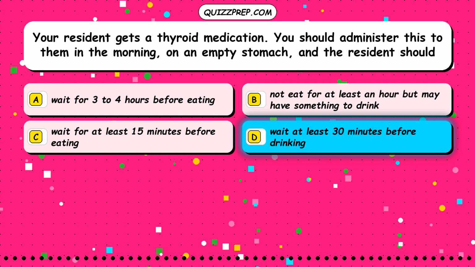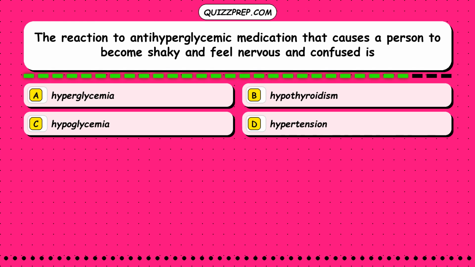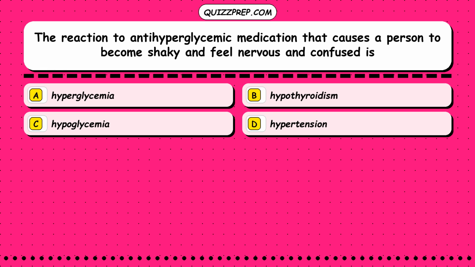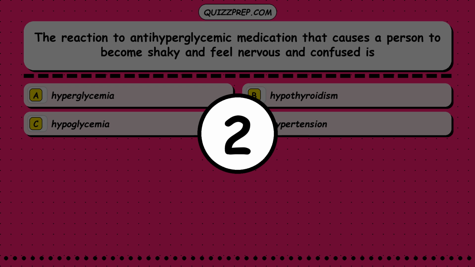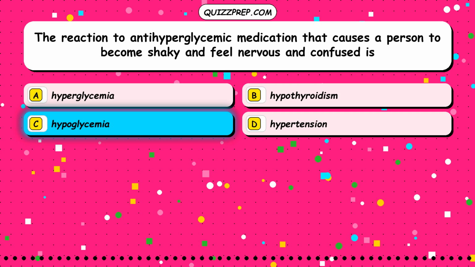The correct answer is option D, wait at least 30 minutes before drinking. Question 372. The reaction to anti-hyperglycemic medication that causes a person to become shaky and feel nervous and confused is option A, hyperglycemia. Option B, hypothyroidism. Option C, hypoglycemia. Option D, hypertension. The correct answer is option C, hypoglycemia.